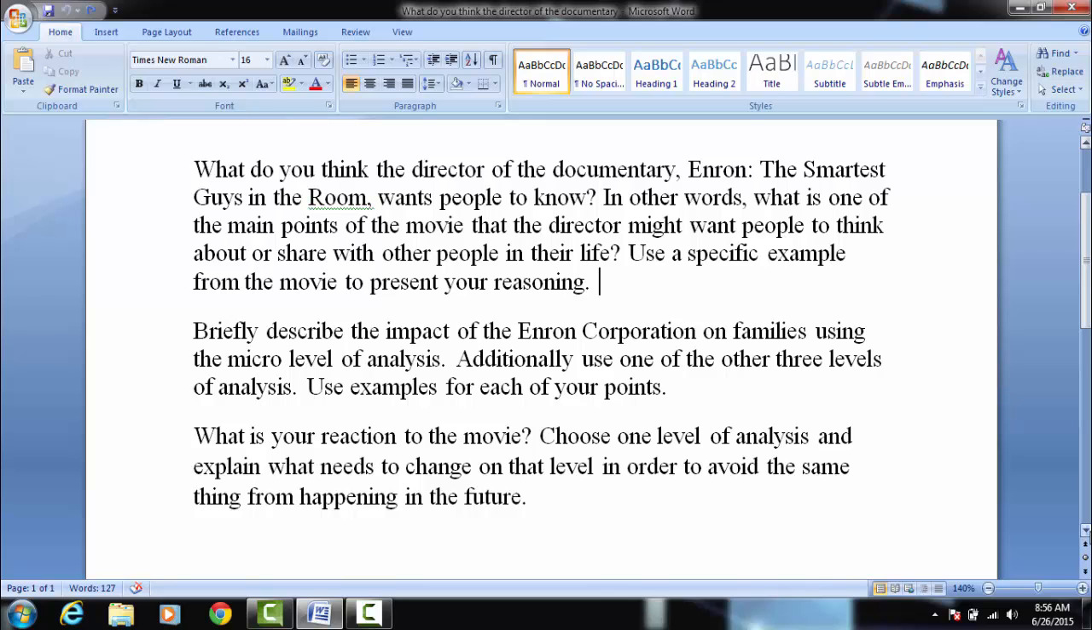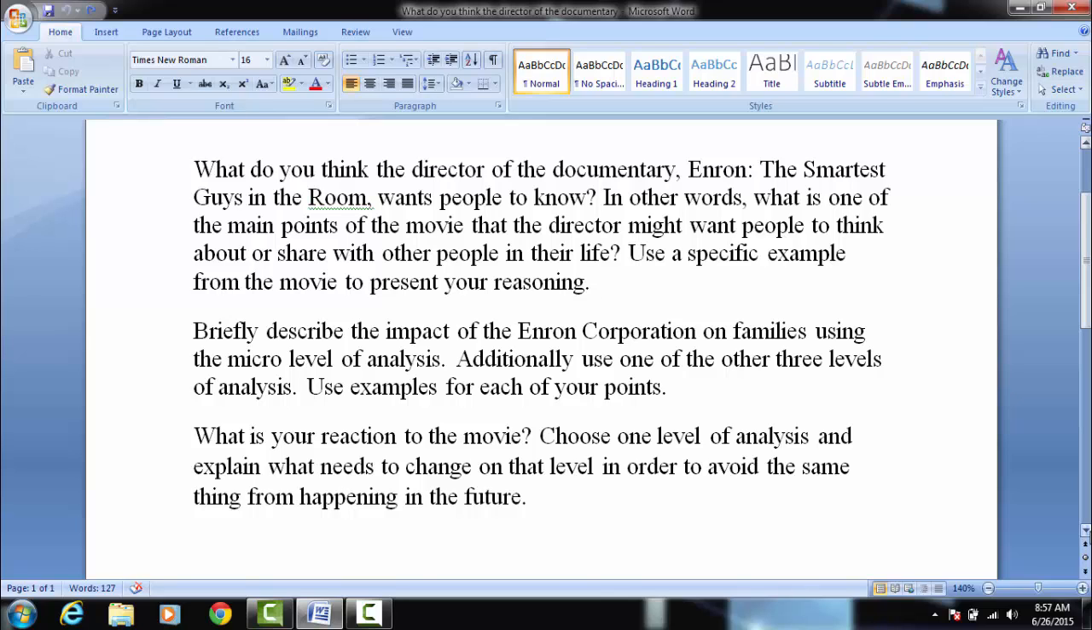Now that we've read the prompt once over, we need to take a much closer look. During the second reading, you should highlight the key words and verbs discussed earlier. As you read, identify all of the questions the prompt is asking. As you're going through, it would be really helpful if you jotted down ideas. Let's break this prompt down. What do you think the director of the documentary, Enron, the smartest guys in the room, wants people to know? Well, that first question is pretty basic. Let's go on.